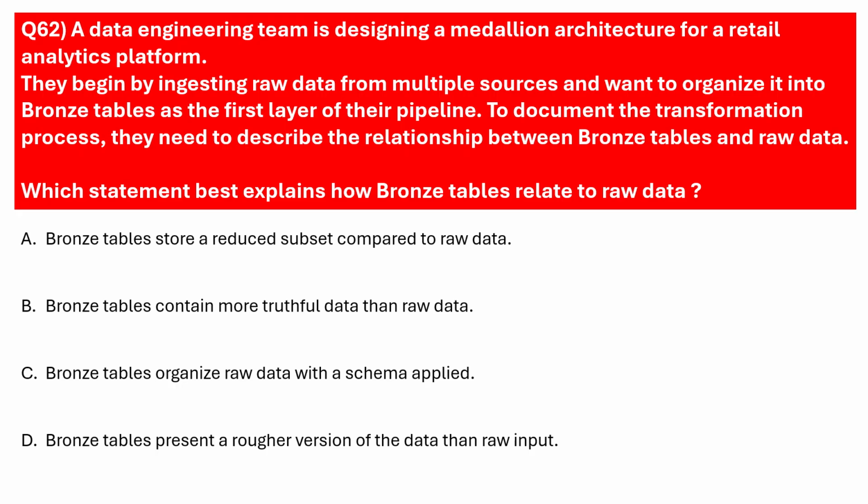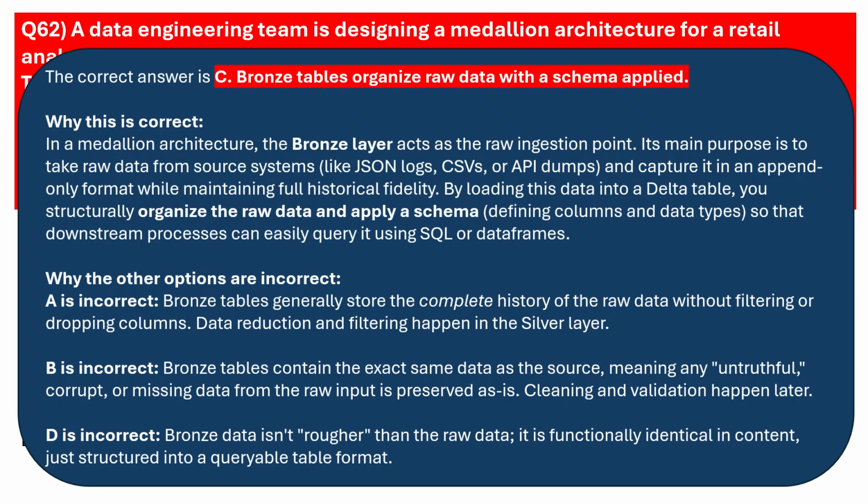A. Bronze tables store a reduced subset compared to raw data. B. Bronze tables contain more truthful data than raw data. C. Bronze tables organize raw data with a schema applied. D. Bronze tables present a rougher version of the data than raw input. The correct answer is C. Bronze tables organize raw data with a schema applied.